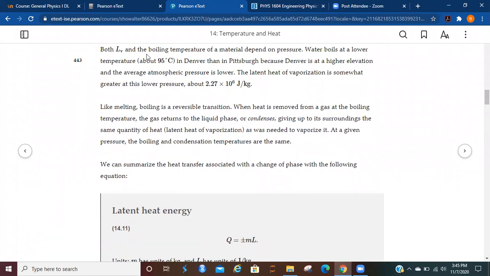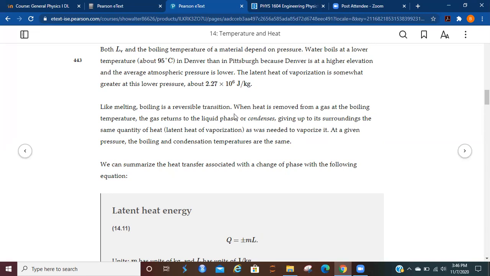So both L sub V and the boiling temperature of material depend on the pressure, just like it did for the latent heat of fusion. Water boils at lower temperature in Denver than in Pittsburgh because Denver is at a higher elevation and the average atmospheric pressure is lower. The latent heat of vaporization is somewhat greater at this lower pressure.